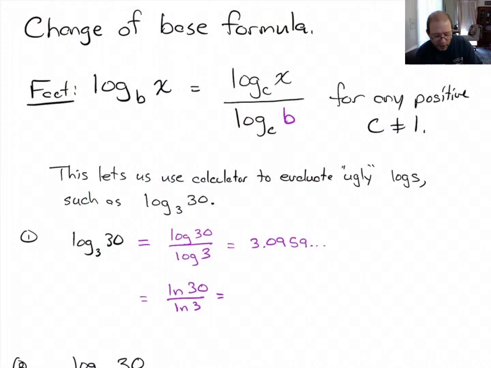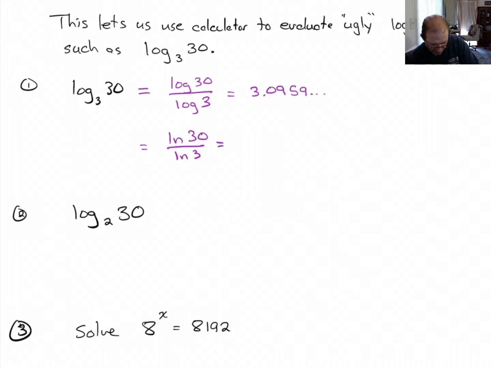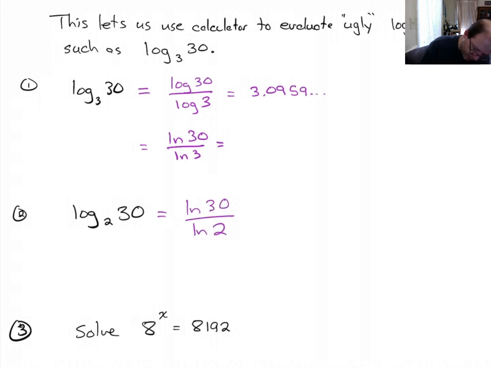Now, technically, you could use any other number for your base, as long as it's a positive number that's not 1. But typically, this is used with a calculator, so you want to use log or ln. Okay, log base 2 of 30. Now, we can just plow through this on the calculator. ln of 30 over ln of 2.